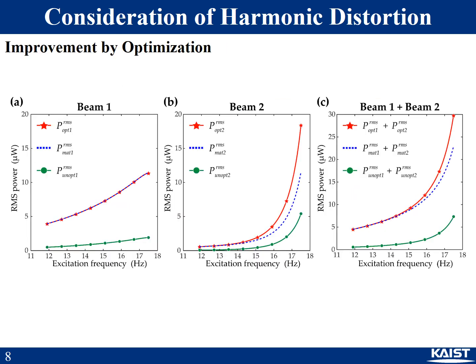Finally, those figures show the improvements of RMS power output by the previous optimization process. For beam 1, the conventional impedance matching technique is effective because the red and blue curves are almost the same. However, for beam 2, if the optimization is performed with third harmonic distortion, the RMS power output is remarkably improved. Please note that the green curves are plotted to show the case without any optimization technique.